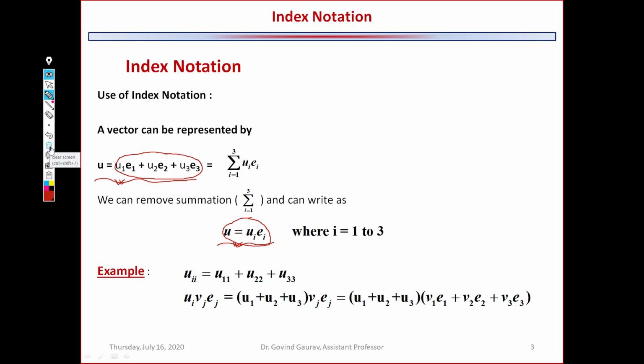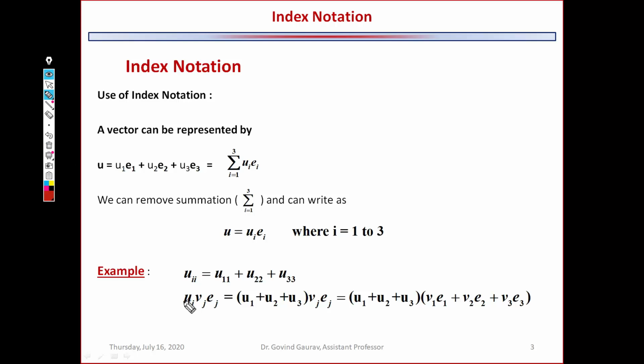If we simply write u subscript ii, here i is repeated twice. We are working with i equal to 1, 2 and 3. So we will say u_ii is equal to u11 plus u22 plus u33. Rather than writing all these terms, we can simply represent it by u subscript ii. So this is the index notation for this expression.